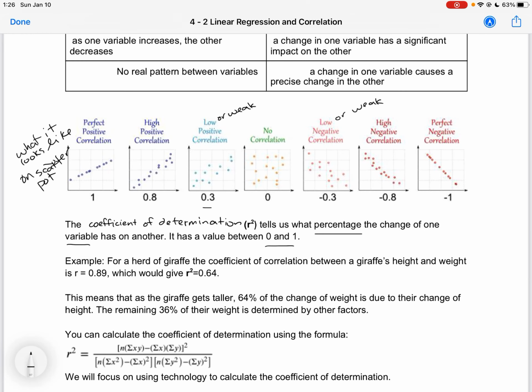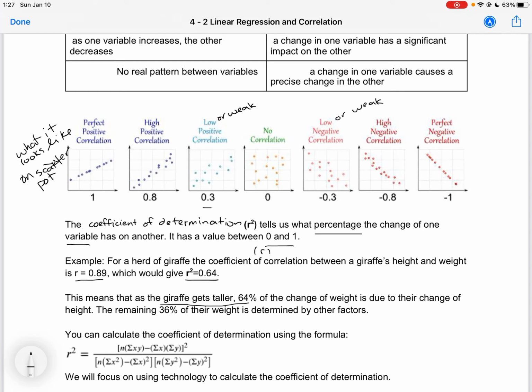So for example, for a herd of giraffe, the coefficient of correlation, so this is R, between a giraffe's height and weight is R equals 0.89. Now what this R value tells us is that there's a pretty strong correlation between the height of a giraffe and its weight. An R value of 0.89 will give an R squared value of 0.64.